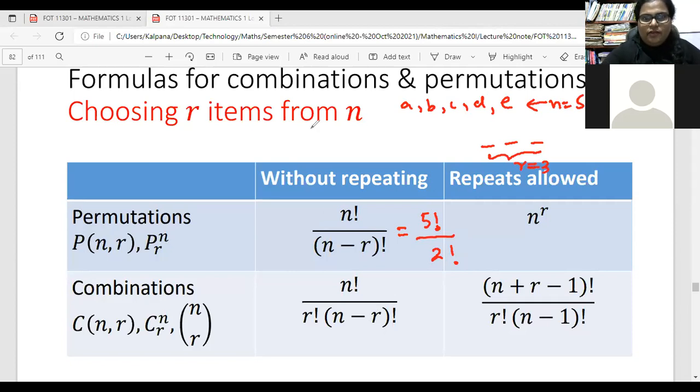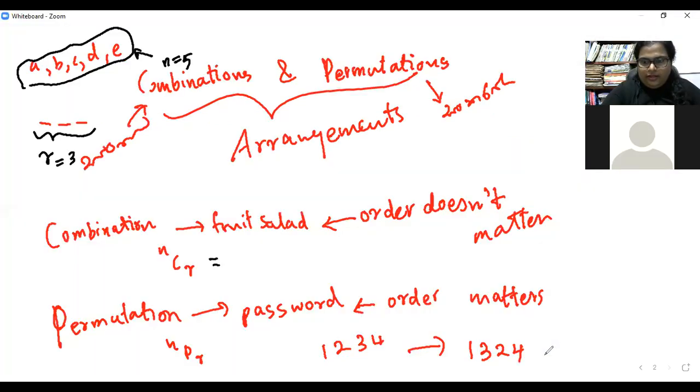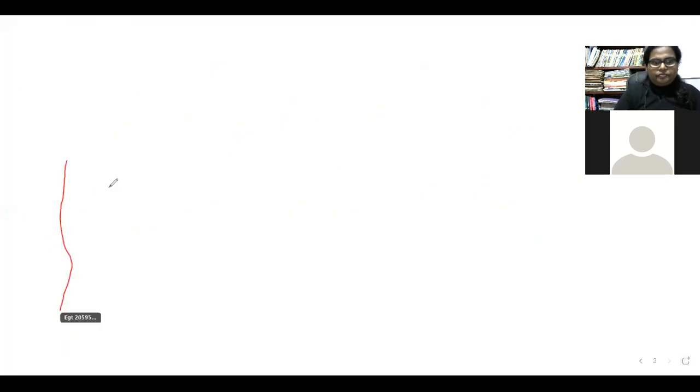Let me share the whiteboard. Please don't write on the screen. Right, so the answer for this one is given like 5 factorial.